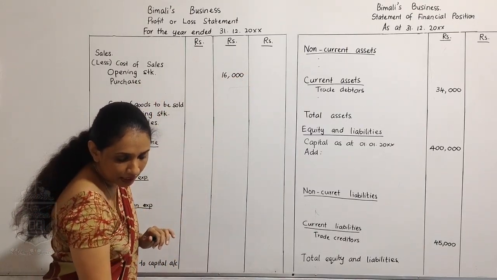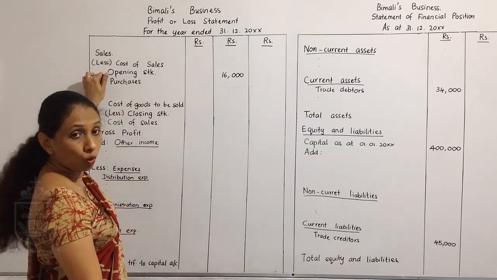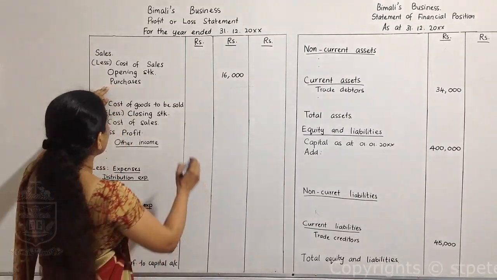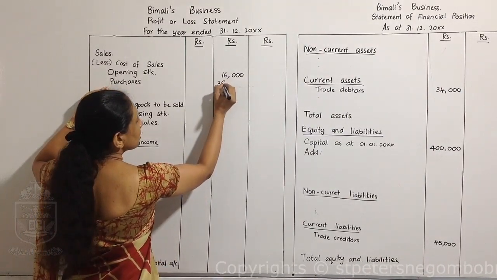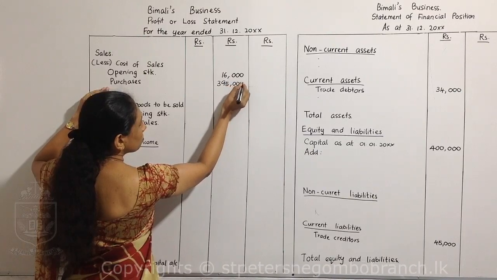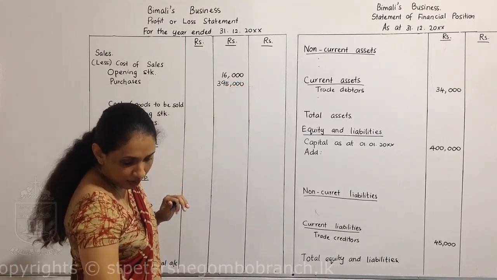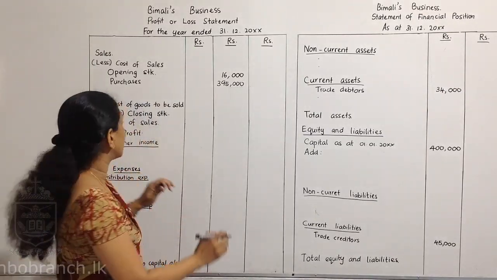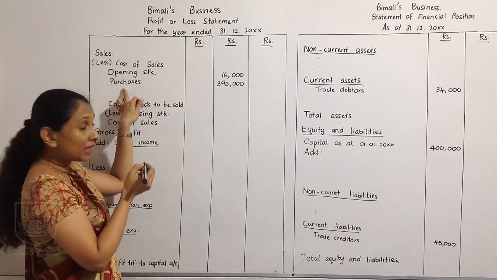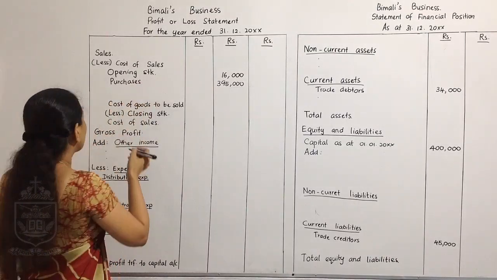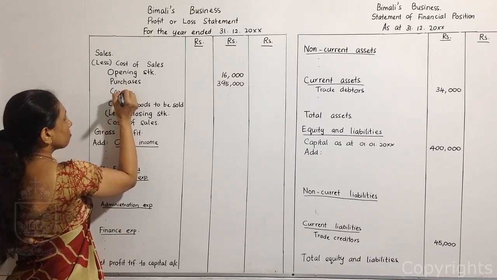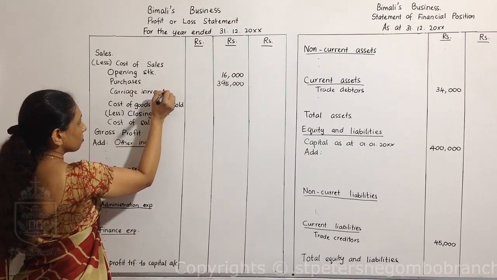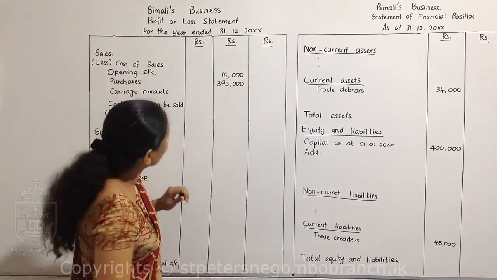Then we have the purchases. Soon after the opening stock, we have a space to put purchases. It's 395,000. Then we have some purchases related expenses, which is carriage inwards. So we have a space to put any purchases related expenses. So we'll mention that. Carriage inwards is 15,000.